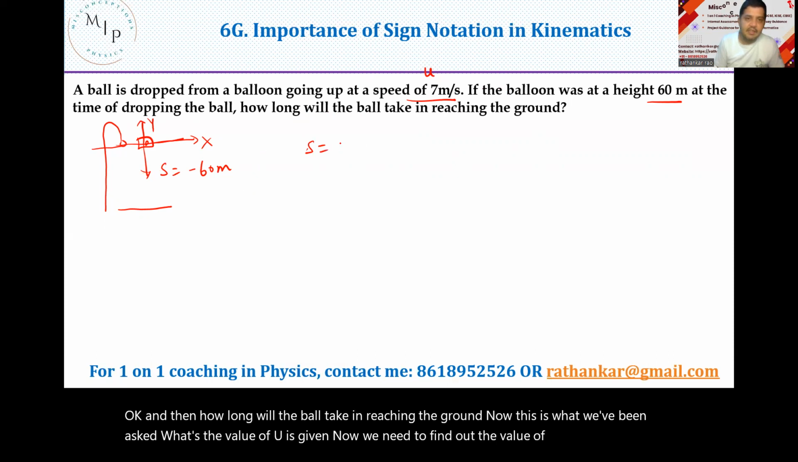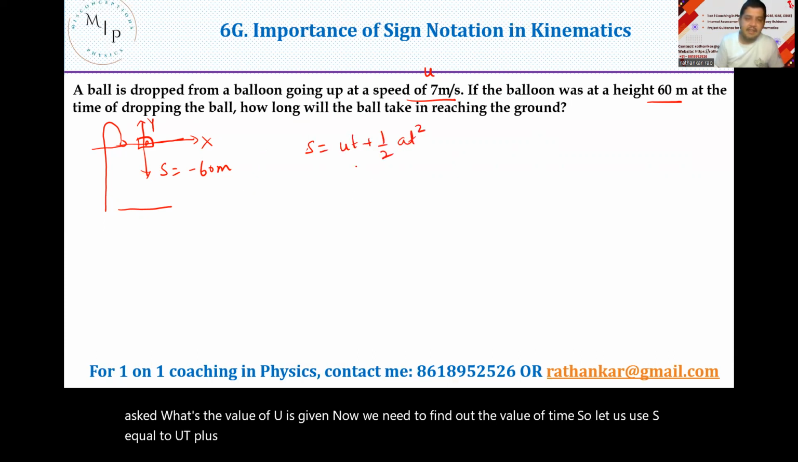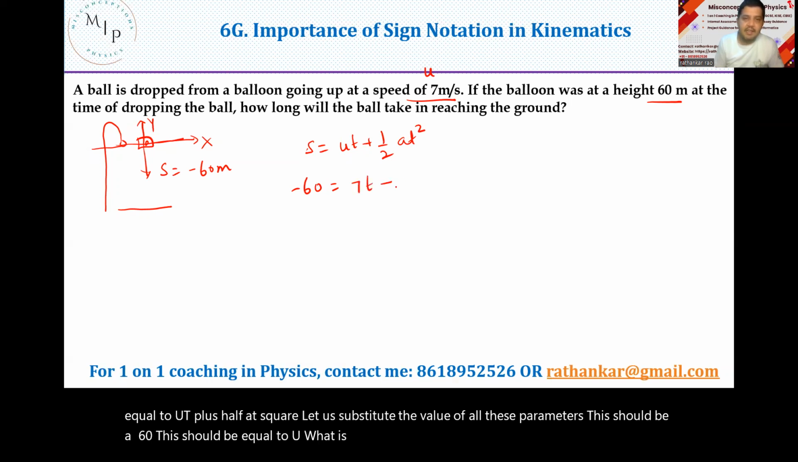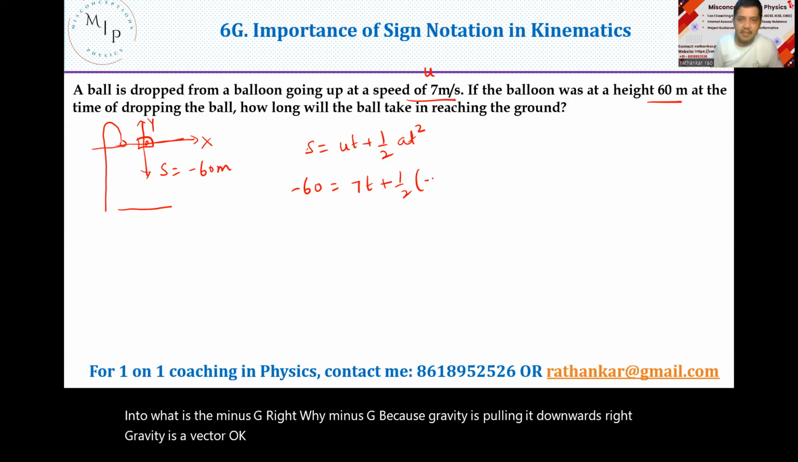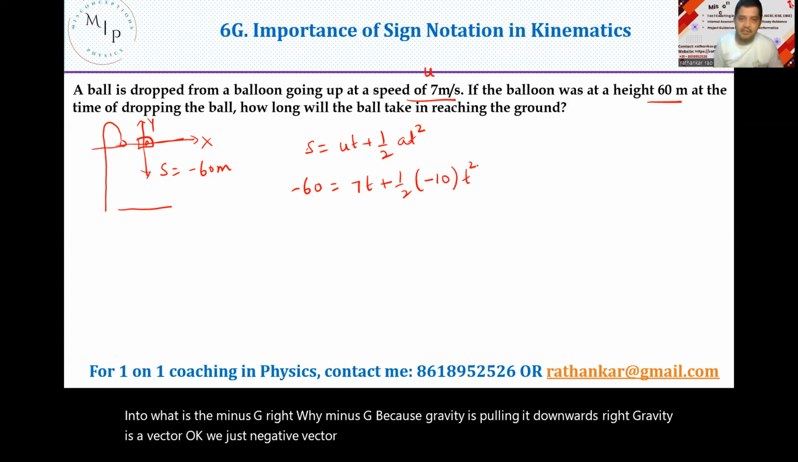So, let us use S equal to ut plus half at square. Let us substitute the value of all these parameters. This should be minus 60. This should be equal to u, what is u? 7t. And then plus half into what is here? Minus g. Right? Why minus g? Because gravity is pulling it downwards. Gravity is a vector, which is a negative vector. Minus g into t square.